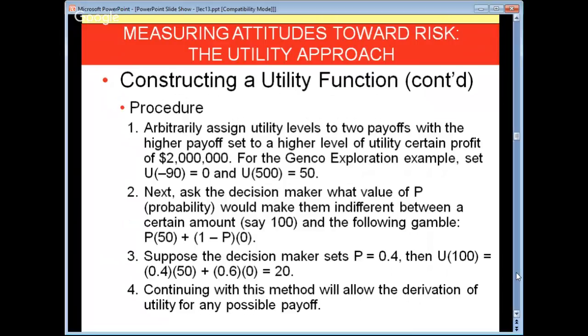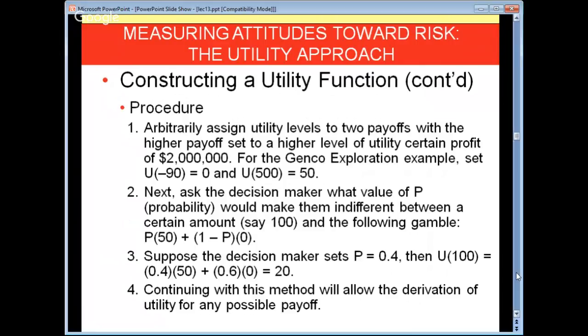Okay. So here we're going to construct a utility function using two assumptions. I'm going to arbitrarily assign utility levels to two payoffs, with the highest payoff set to a higher level of utility and a certain profit of 200,000. So for this corporation that we were talking about, the utility of striking it well and getting that 300,000 barrels gives the company a utility of 50.